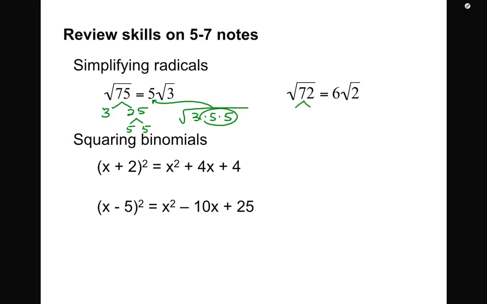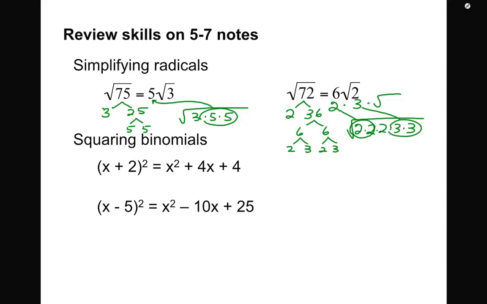72, maybe you did 2 times 36, 6 times 6, 2 times 3, 2 times 3. So that would be square root of 2, 2, 2, 3, 3. There's a pair of 2's, so a 2 comes out. There's a pair of 3's, so the 3 comes out. And then there's a 2 left under the radical. So the 2 times 3 is where we get the 6 times the square root of 2.